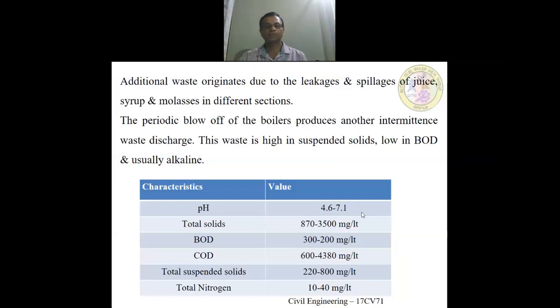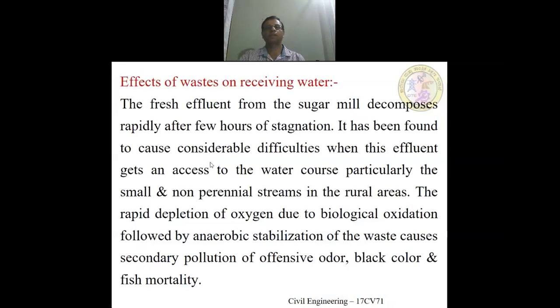The pH is in the acidic range, 4.6 to 7.1. Total solids 870 to 3500 milligram per liter is a very high amount. Then BOD 300 to 200 milligram per liter. COD 600 to 4380 milligram per liter. Total suspended solids will be 220 to 800 milligram per liter, and total nitrogen will be 10 to 40 milligram per liter. So here we are interested to neutralize as one step, then suspended solids have to be removed, and BOD and COD have to come to normal.